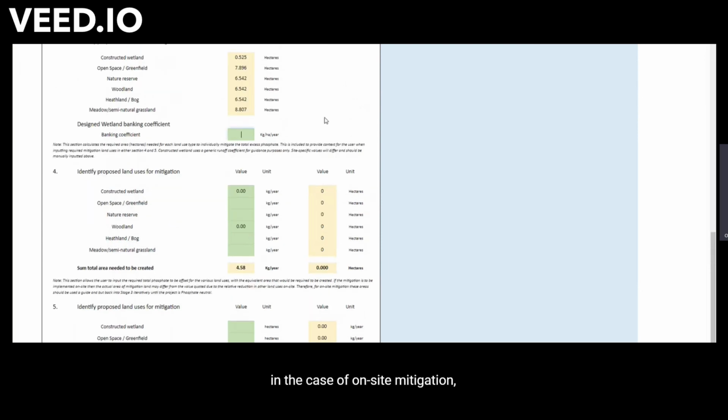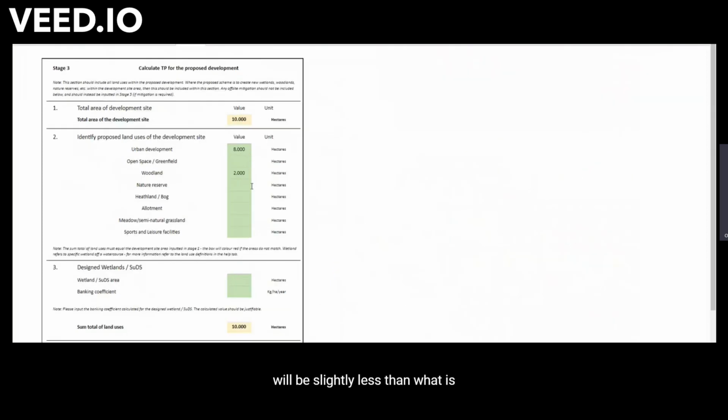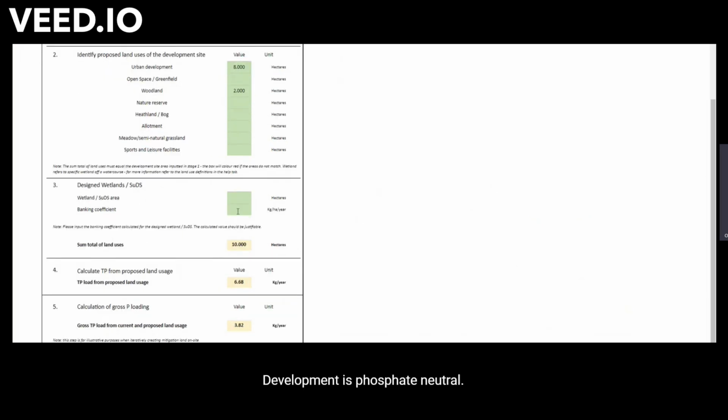However, in the case of on-site mitigation, the actual area of mitigation needed will be slightly less than what is calculated in Stage 5 due to relative changes with the other land use. Therefore, the user should input the mitigation land use areas given in Stage 5 into the Stage 3 and iteratively alter the areas until the proposed development is phosphate neutral.